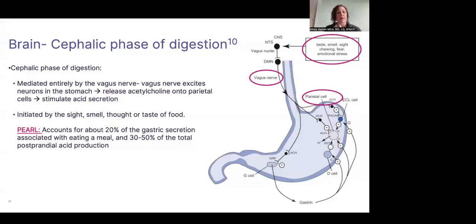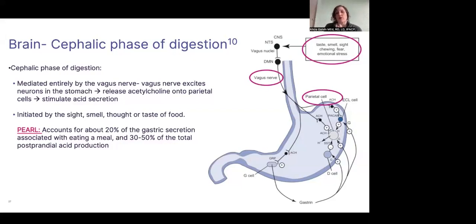And so essentially what's happening is when you see, smell, or if you're hungry, you think about food or the taste, you start, kind of at the very beginning stages of tasting food. What the vagus nerve does is it starts to activate signals like acetylcholine and neurons in the stomach to start to secrete stomach acid. And the cephalic phase, again, before you've eaten anything, is about 20% of the gastric secretions associated with a meal, and it's about 30 to 50% of the total postprandial acid production. So there's quite a bit of stomach acid that starts to get released before you've even eaten anything.